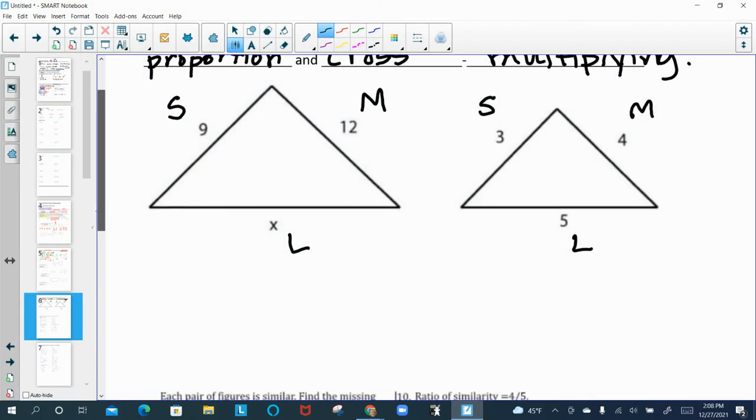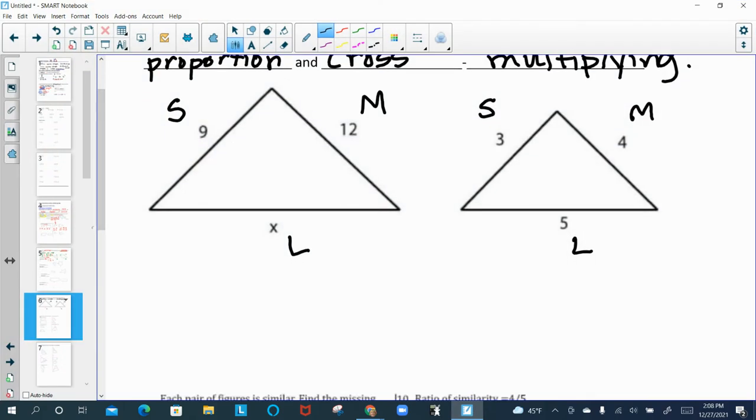The next thing I need to do is determine how I want to set up my ratios. So do I want to go from left to right, which would be the big triangle to the small triangle? And I'm going to tell you that's always my choice. If I can go left to right, I go left to right. That way, I don't have to think about it every time. It's just a little bit more automatic.